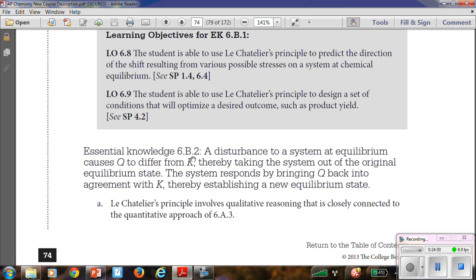If we look at 6B2, okay, it says a disturbance to a system at equilibrium causes Q to differ from K, thereby taking the system out of the original equilibrium state. So think of this as Q versus K as well. Okay, the system responds by bringing Q back into agreement with K, thereby establishing a new equilibrium state.